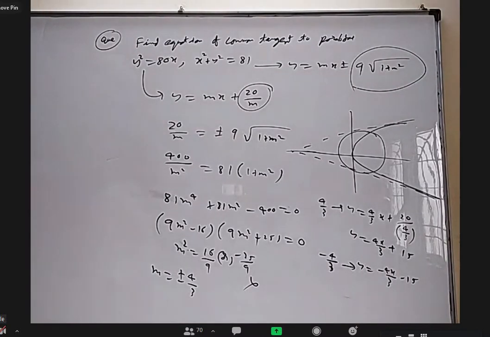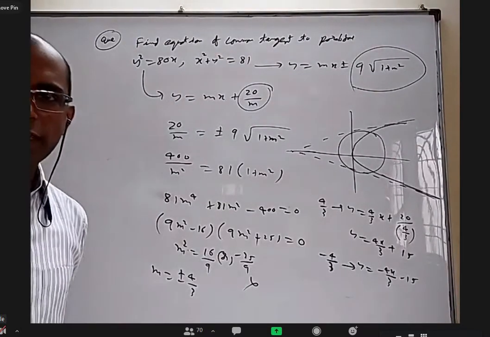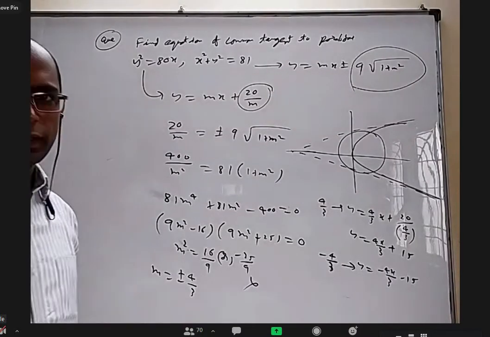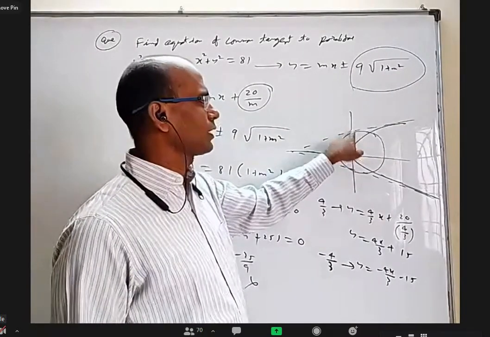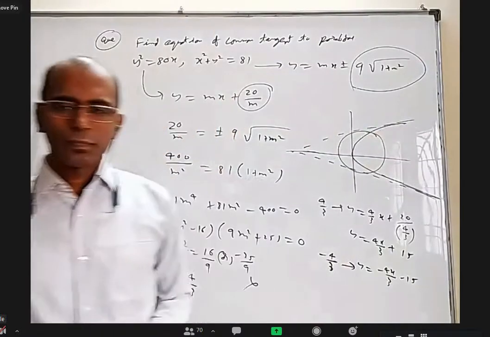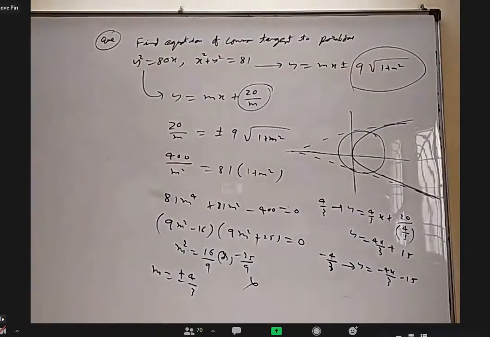Sir? Yes, please. What if we differentiate both the equations and equate dy by dx? The problem is dy by dx at 2 different points. Here dy by dx at x1, y1 and here dy by dx at x2, y2. They are not touching at the same point. That is the problem. It will become 4 unknowns: x1, y1, x2, y2.